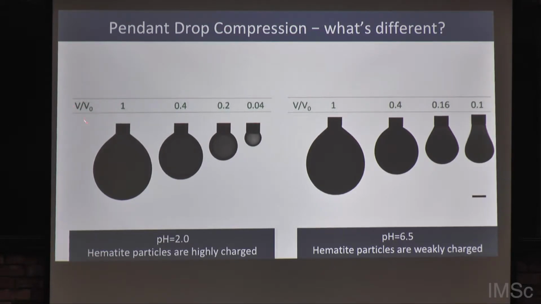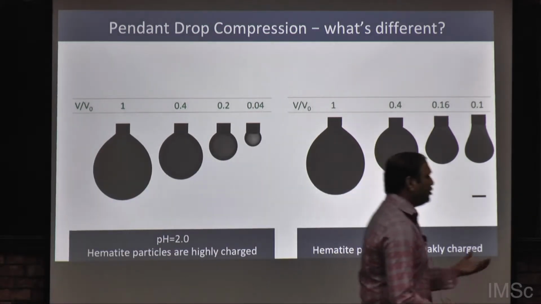This V by V naught tells you something of the compression ratio, right? I begin with V by V naught of 1. As I withdraw the fluid, I'm decreasing this V by V naught. In the case of pH 2.0, where the particles are highly charged, there is, as I said, isotropic shrinkage. However, if you go to the case where the particles are weakly charged, we see this nice wrinkling behavior.